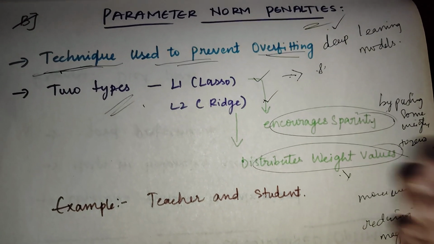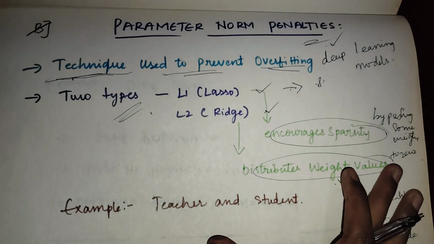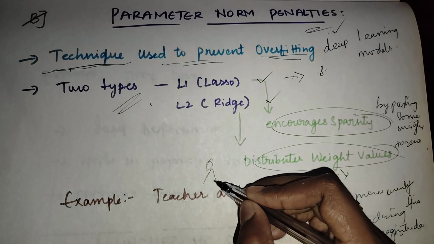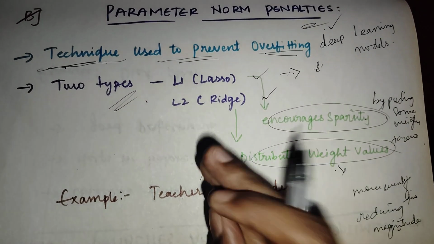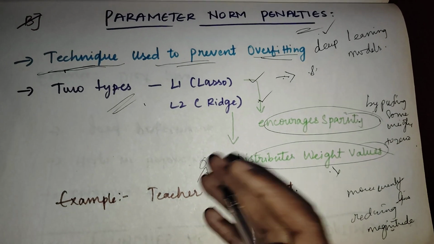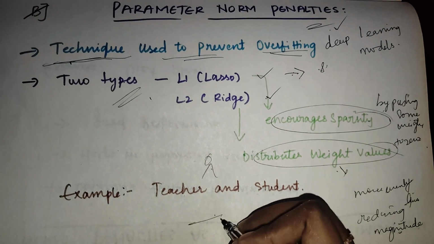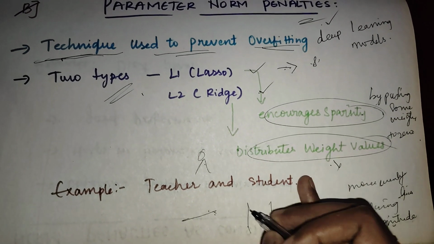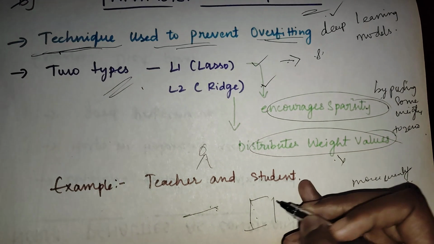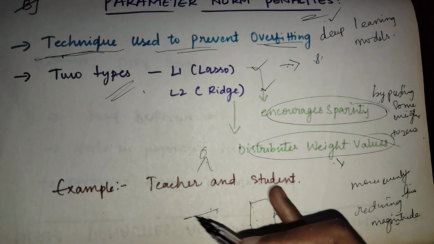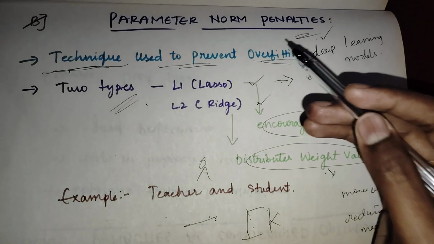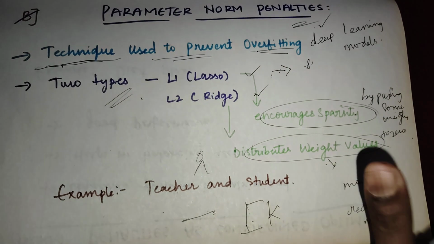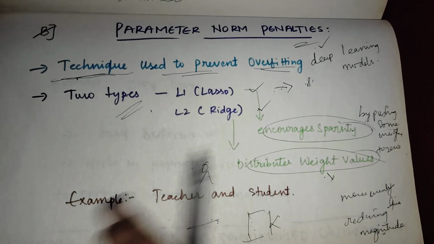I'll do one thing. I'll explain this with an example. Maybe you'll be able to understand parameter norm penalties in a better way. Now, for example, imagine there's a teacher who wants students to solve a problem. She has given a problem and she wants the student to solve it in the shortest steps possible. Now if a student writes unnecessary steps which are not required, they are penalized, right? Similarly, norm penalties discourage excessive complexity in models, ensuring they generalize well to new data. That means whatever steps are not required are all penalized.